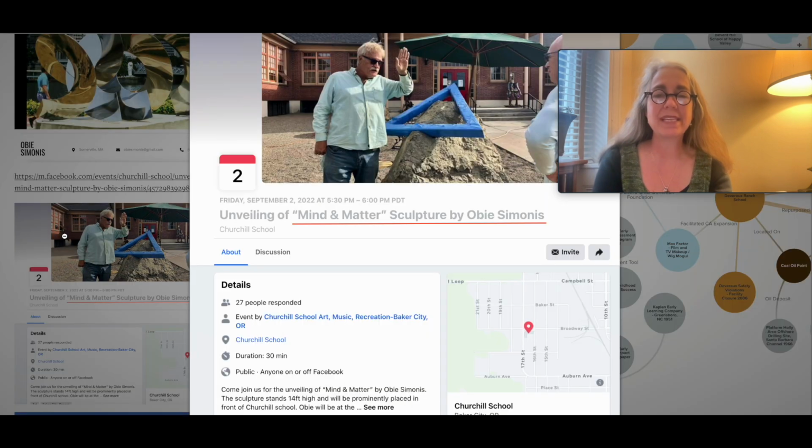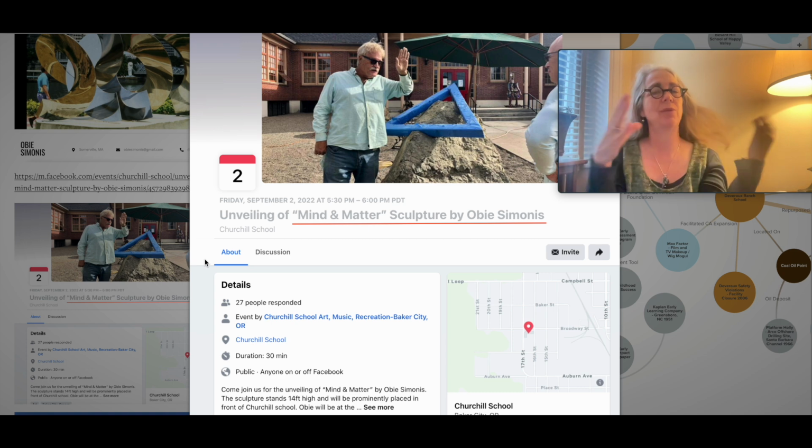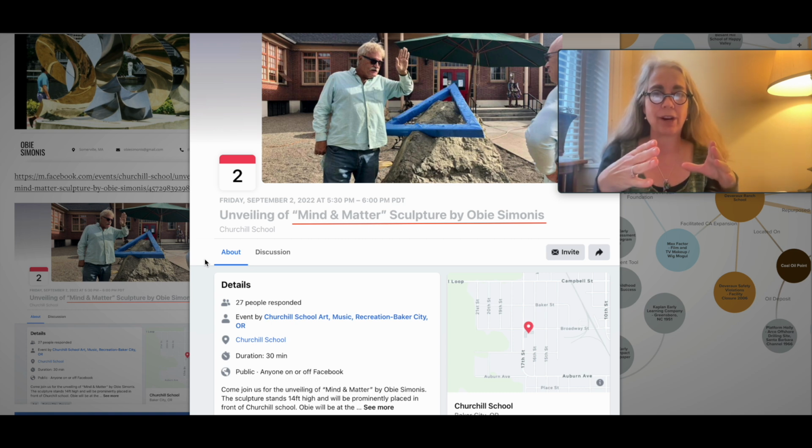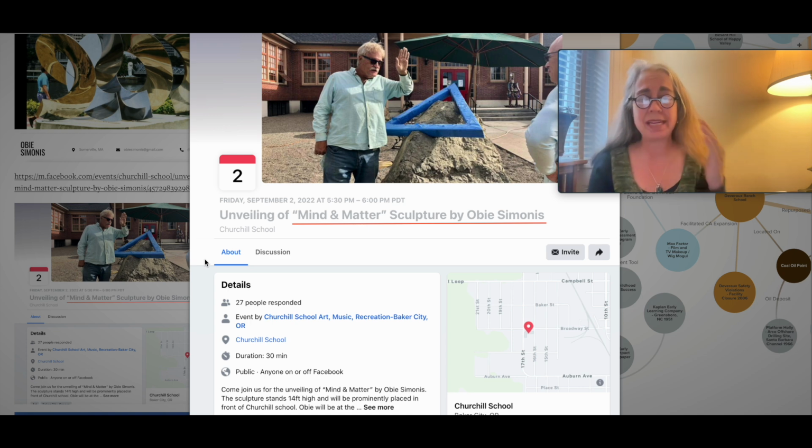And here we see a Facebook post. I'm not sure how old this Facebook post is. Fairly recent, September of 2022. And he is unveiling a sculpture which has a rock, and then on it an equilateral triangle, a man-made equilateral triangle that's blue, called the Mind and Matter sculpture. So it kind of goes with everything that we're talking about in terms of sacred geometry, mind and matter.